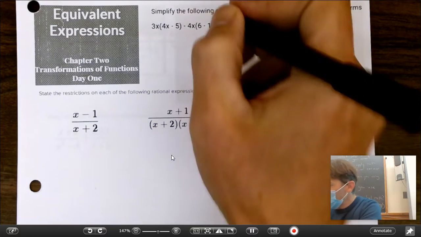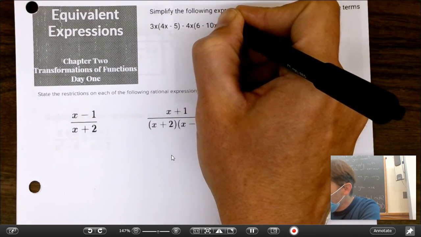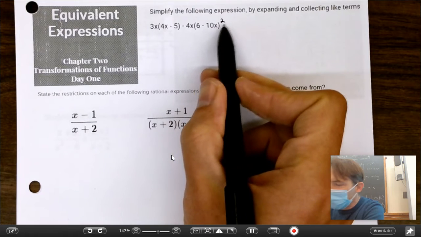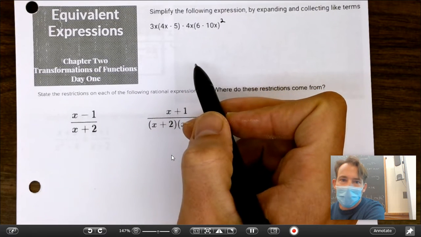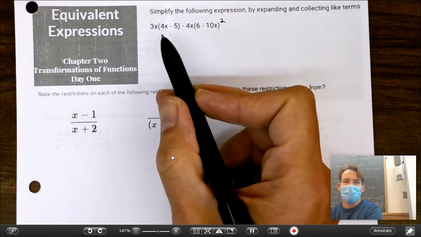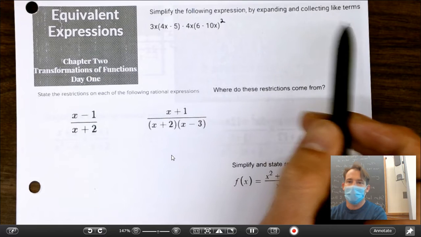There's one skill that I want to review. Add a squared to this bracket for me, if you don't mind, please. Okay. And so now let's simplify this expression by expanding and collecting like terms.